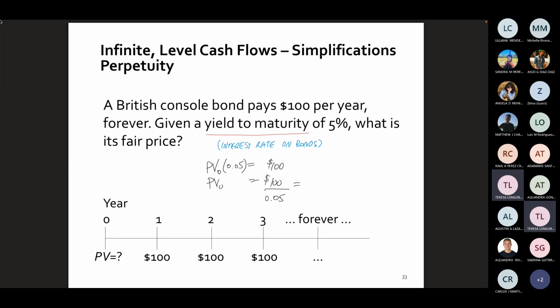Anybody compute it? Yeah, 2000. Okay, 2000. So look at that. It turns out that $100 received forever is not an infinite amount of money. It's just $2,000. Does that make sense? Why does it make sense? The answer is because of the time value of money.